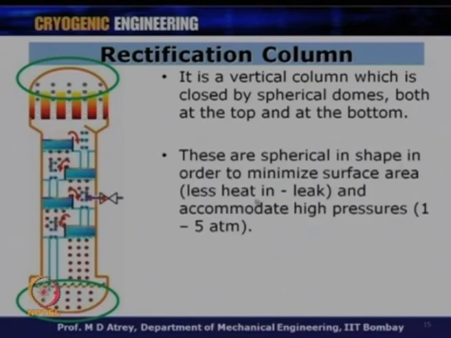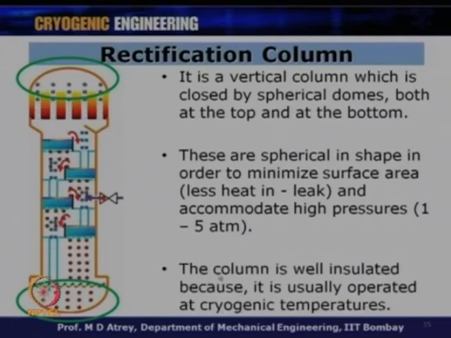The domes are spherical in shape in order to minimize the surface area, that is, less heat in-leak, and to accommodate high pressure. Now, the whole column and the domes have to stand high pressure. When I say high pressure, it could be of the order of 1 bar, 2 bar or 5 bar, not more than 5 bar normally. The column is well insulated. Again, the entire column is subjected to cryogenic temperature, and therefore, the column has to be well insulated. It is usually operated at cryogenic temperature.